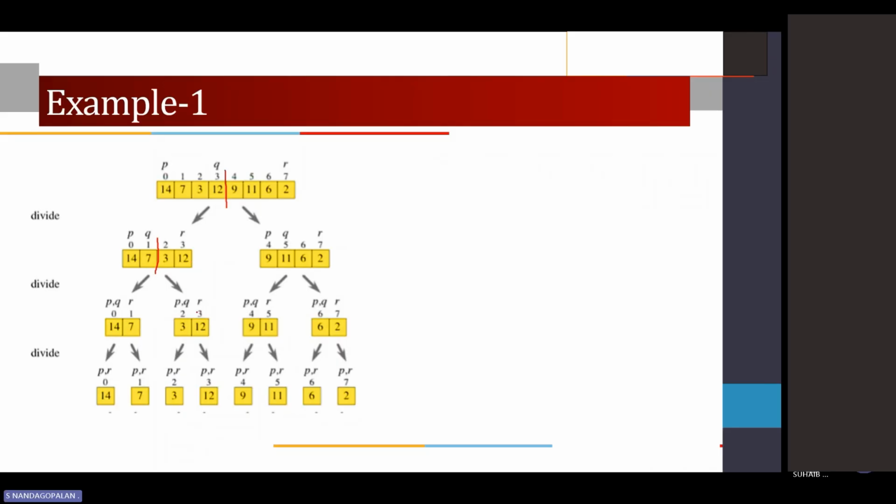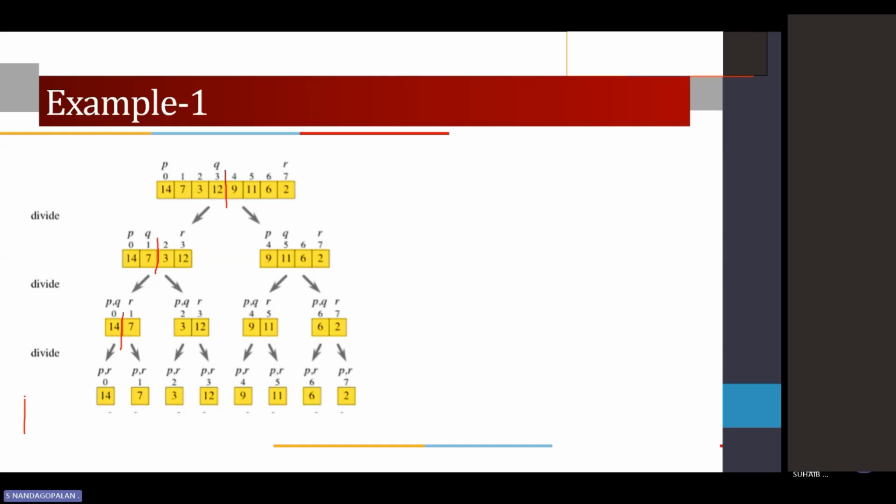Next, you divide, same thing this side, 9, 11, 6, 2. And this side, 14, 7 will be further divided, each one, no problem. Same thing, 3, 12, 9, 11, 6, 2. So now we have reached a stage where the size has become 1 and stop splitting. That means stop calling the recursion.